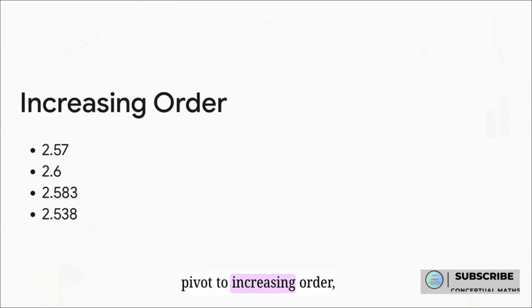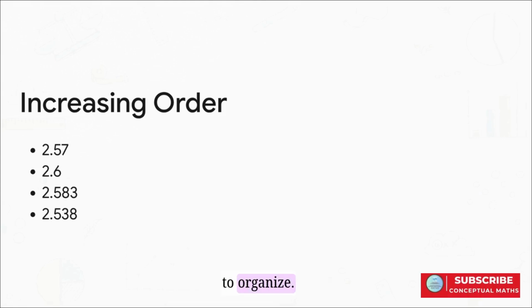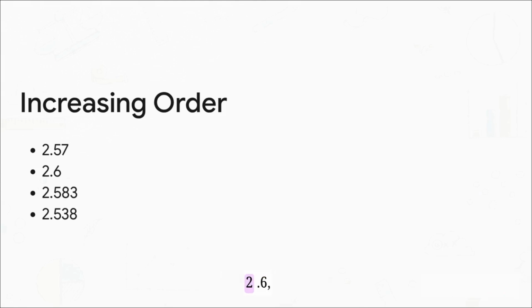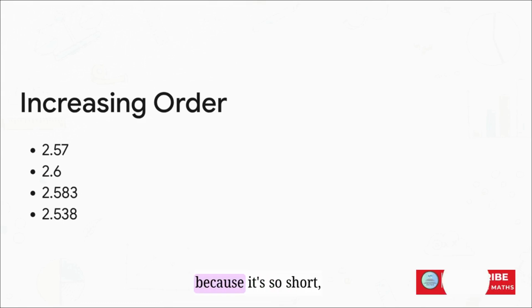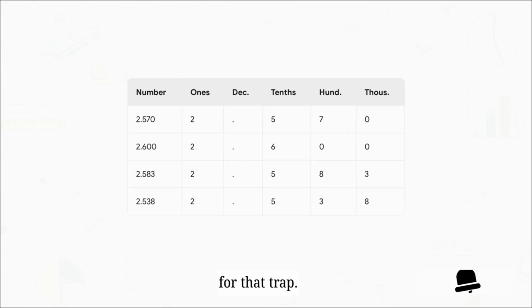Let's pivot to increasing order, from smallest to greatest. This is our final and most complex set of jumbled decimals to organize: 2.57, 2.6, 2.583, and 2.538. At a quick glance, that 2.6 looks pretty small because it's so short, right? It only has 2 digits. Well, let's not fall for that trap.